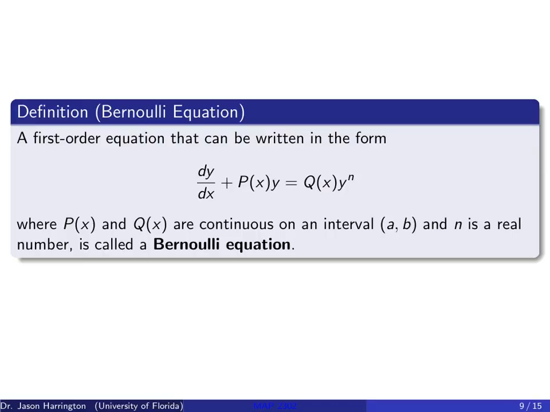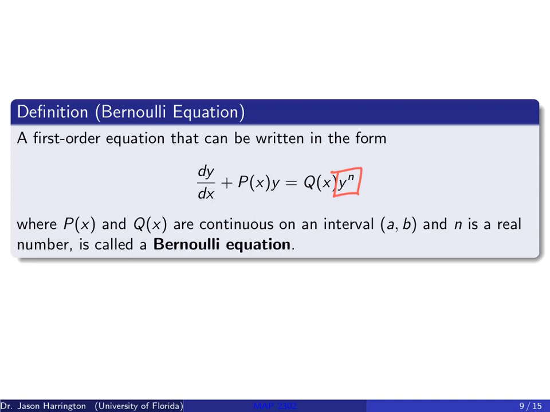Alright, so now the next equation that we have to work with is the Bernoulli equation. I always love these names because they always sound really cool. Bernoulli. But a first order equation that can be written in this form, dy over dx plus p of x times y is equal to some function of x, and this is the real big difference here, is that you're going to have y to some power. Okay? It can be any real number. It can be a half. It doesn't have to be an integer.